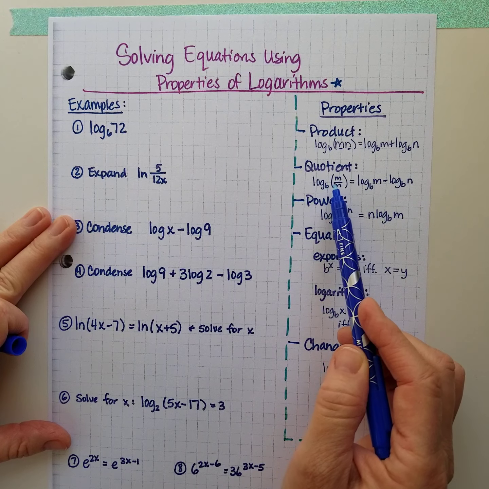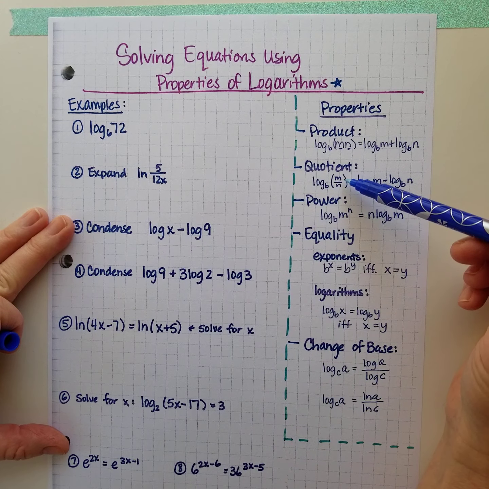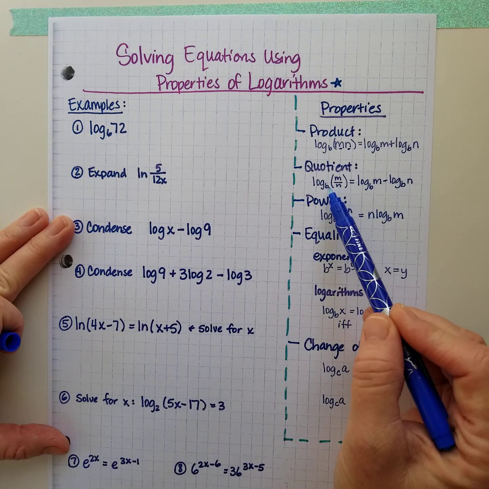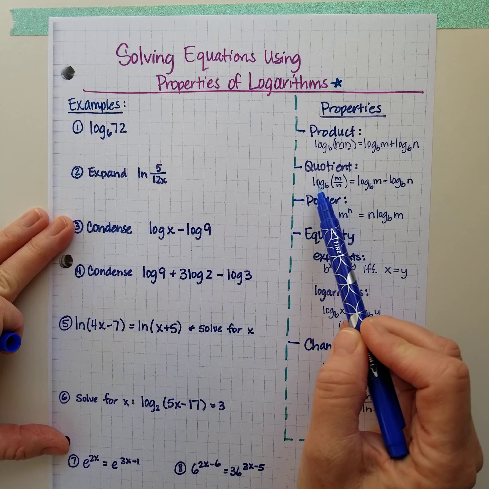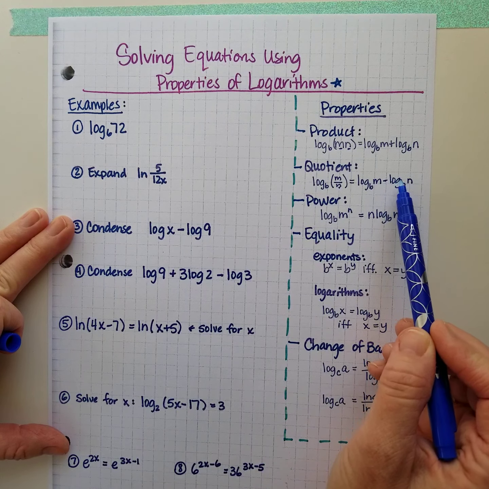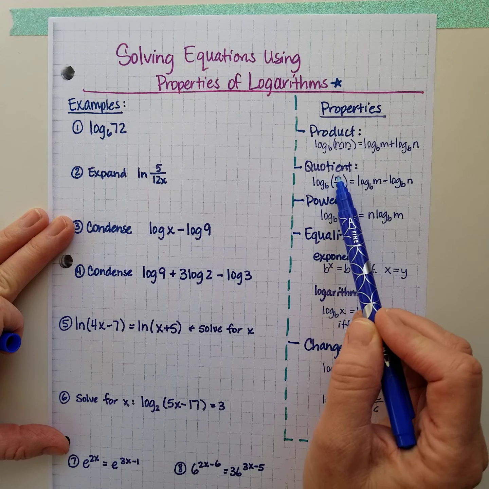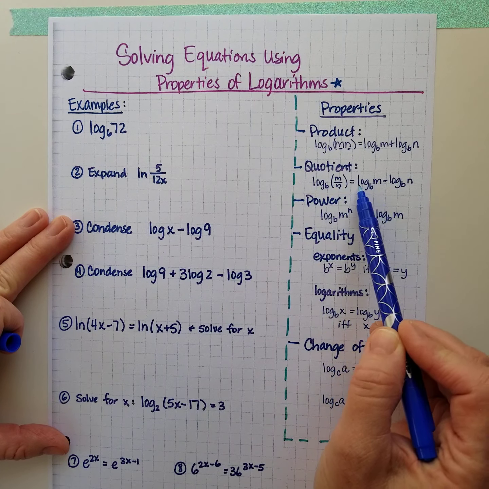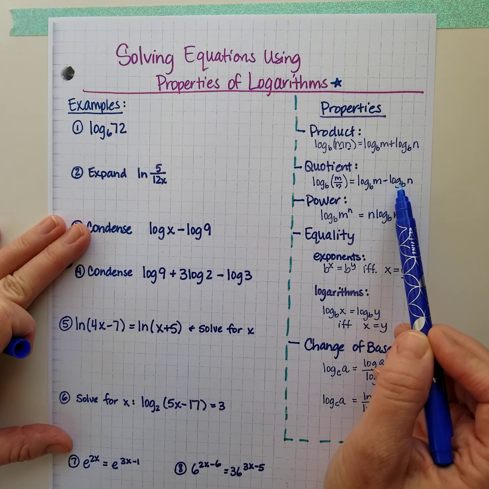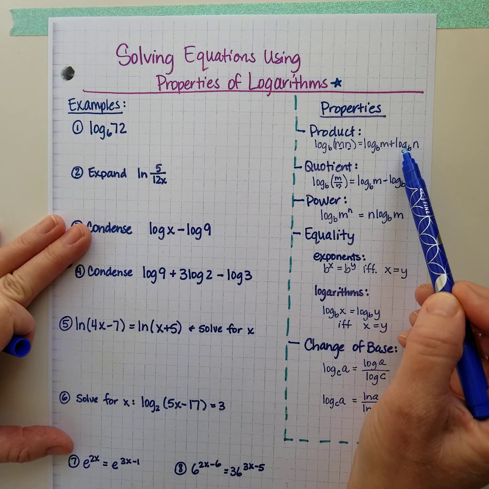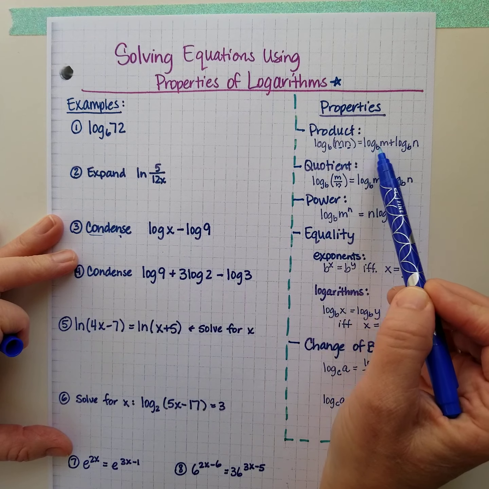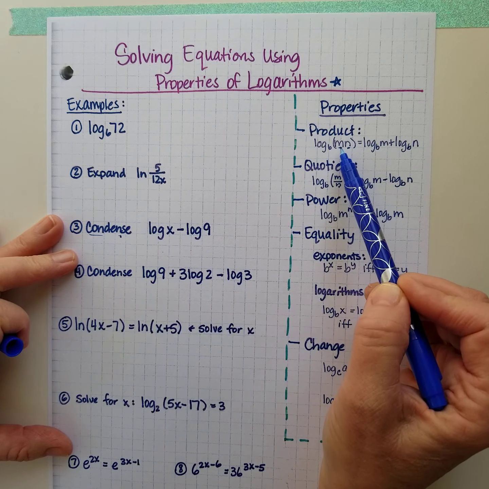Quotient, on the other hand: when we divide like bases, we subtract the exponents. So this is kind of this in logarithm form. Log base b of m divided by n will be log base b of m minus log base b of n. So we're taking one logarithm of a quotient of two values and expanding it into two different logarithms. If we had two logs that we were adding and we wanted to condense, we would use this property in reverse and combine them into one logarithm.